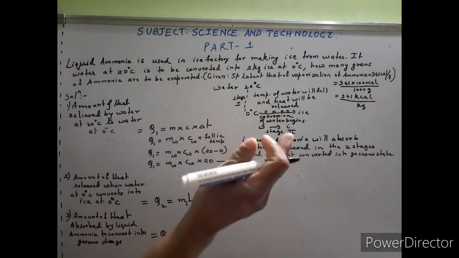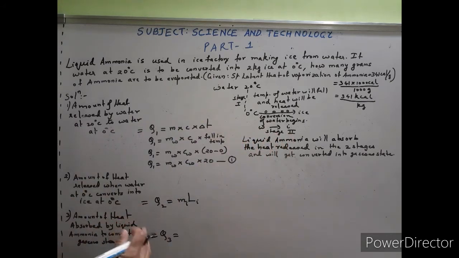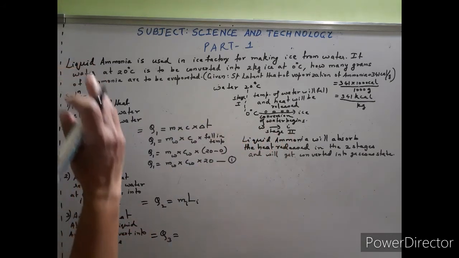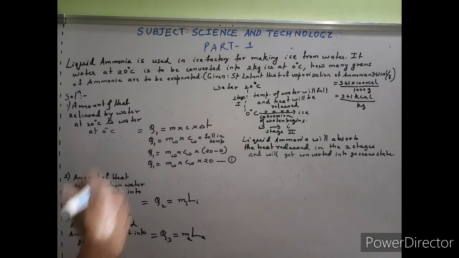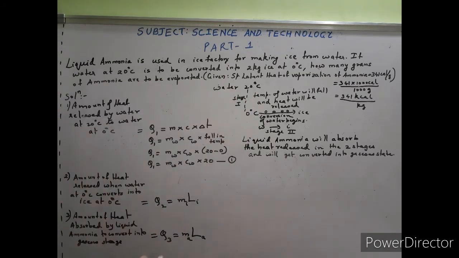क्योंकि यहाँ conversion हो रहा है from liquid to gaseous state. Here conversion is taking place from liquid to gaseous state. So ml use करेंगे of ammonia. Ammonia is converting from liquid to gaseous. So ammonia के लिए A लिख रही हूँ मैं. So Ma into La.